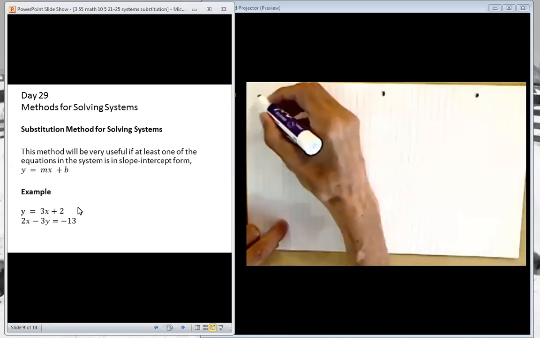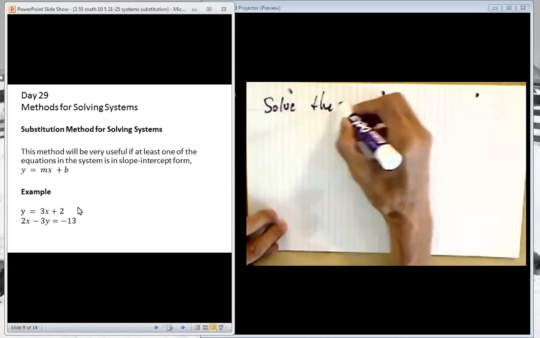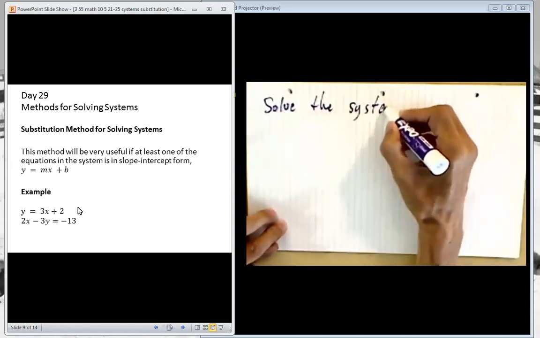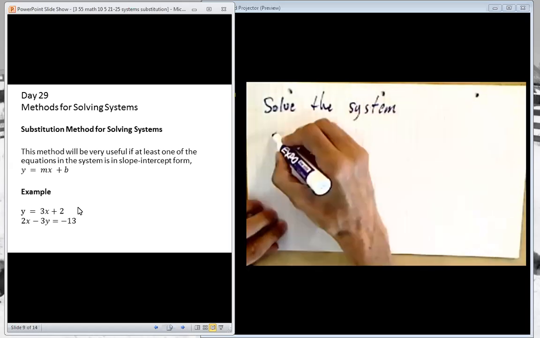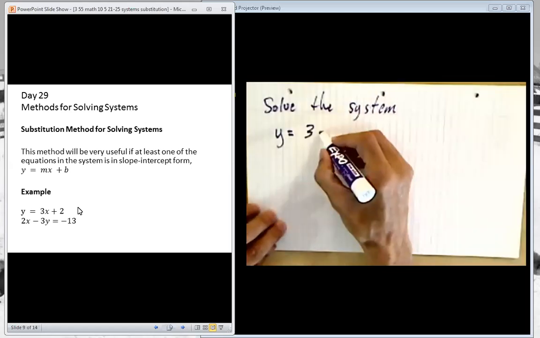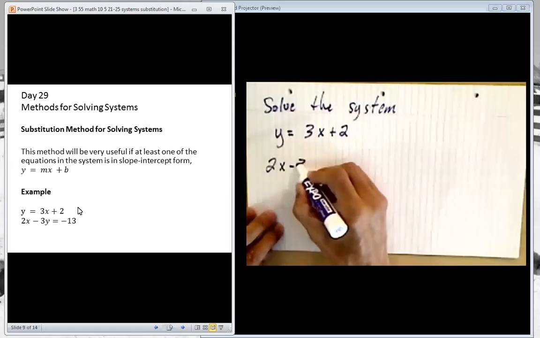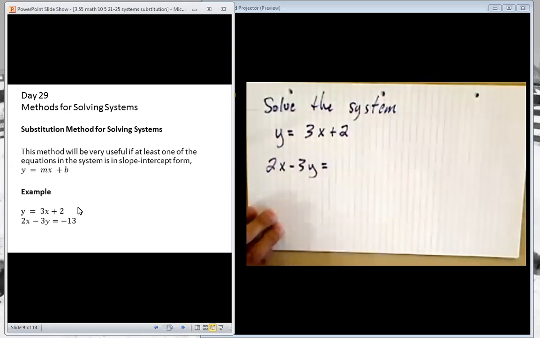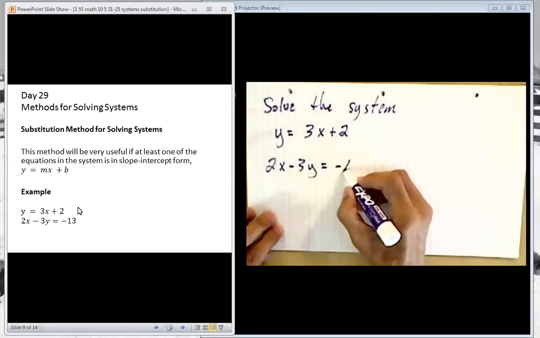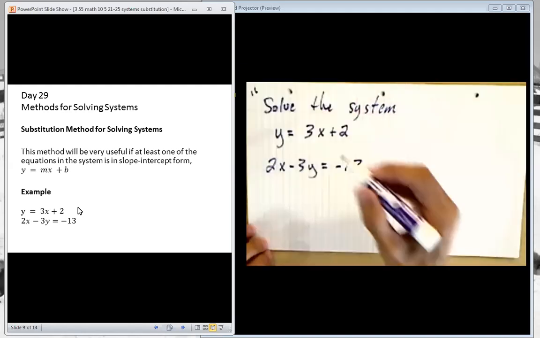Okay, the question would look like this: solve the system. It shows that y is equal to 3x plus 2, and also 2x minus 3y is equal to, what do we got there? Minus 13? Sure. So this is like the question. Solve the system, all the way down to here.